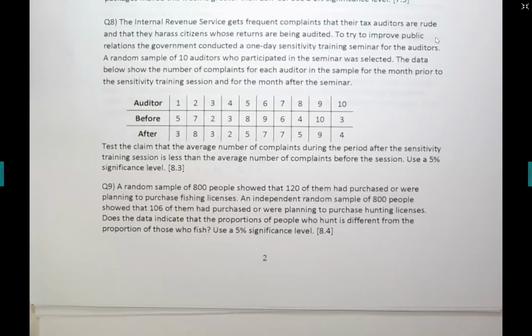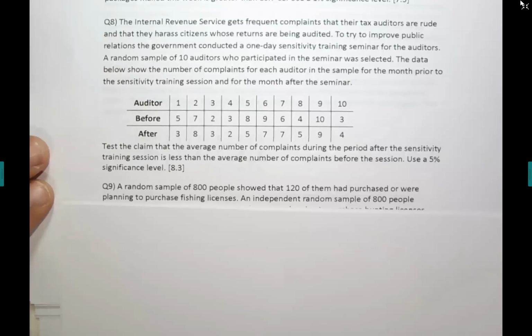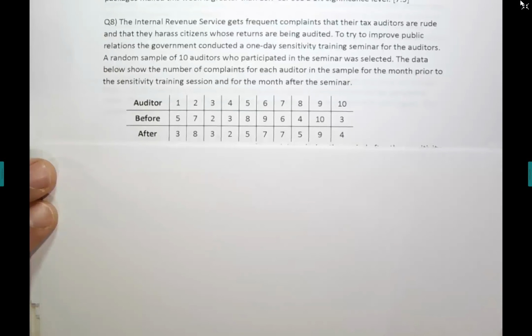So this is the same auditor, number 1. There were 5 complaints about this person, and then after he or she did the training, only 3 complaints. 7 went up here. 2 went up, 3 went down, 8 went down to 5, 9 went down to 7, and so on and so forth. So you guys agree with me that these are dependent samples because it's the same auditor before and after the training. So let me do the difference, and you guys can tell me what you want to make the difference. And alpha here is 5%. So all I need is question 8.